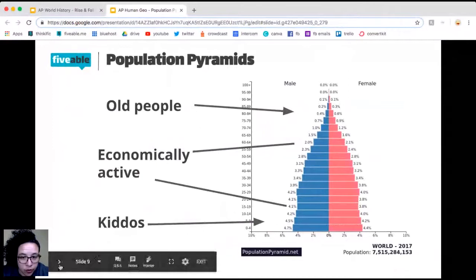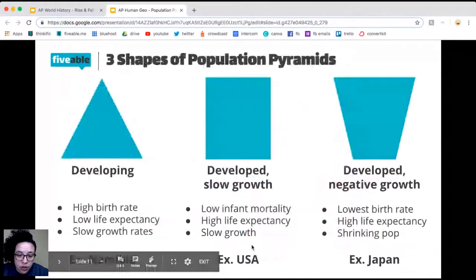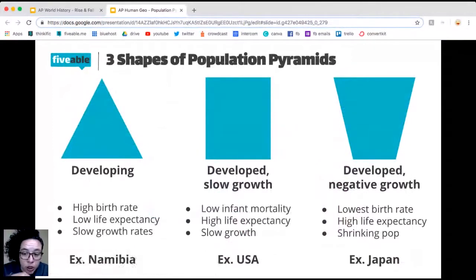Okay, so there's basically three different shapes of population pyramids that all of them fit into. In terms of the three shapes, the first one is always like a triangle. This is for developing nations.